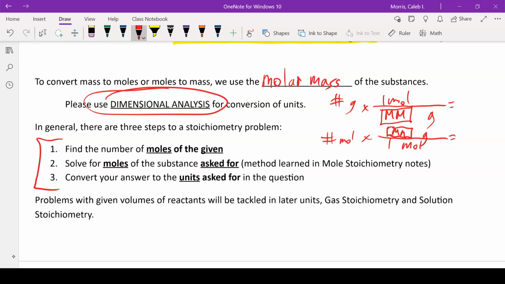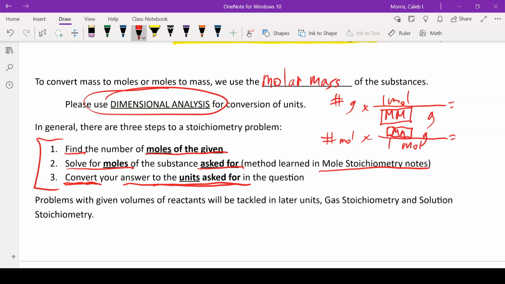Solve for the moles of the substance that are asked for. That's just like what we learned in our mole stoichiometry notes. So if you need a refresher, look back at that. And then convert your answer to the units that are asked for in the question, normally using dimensional analysis. Later we'll talk about something a little different, but this is our process. Find the moles of the given, solve for moles of what's asked for, and then convert your answer to the units that are asked for in the question.